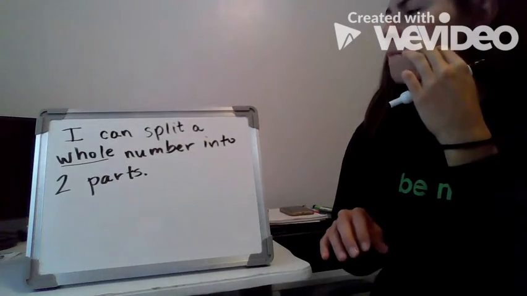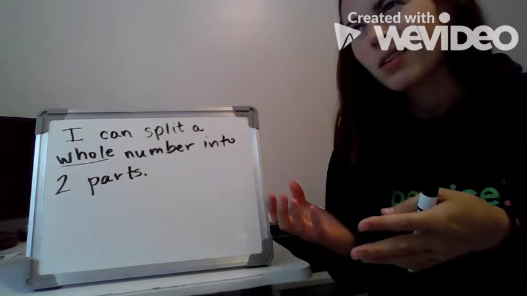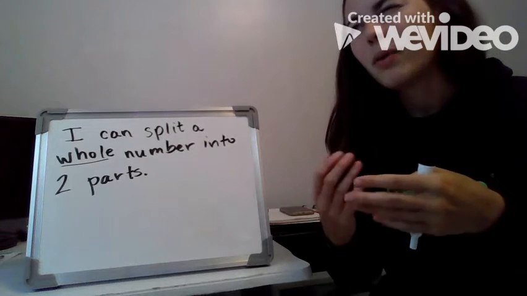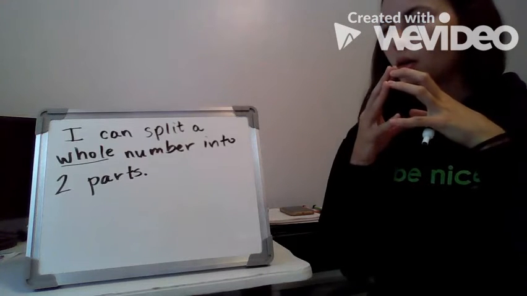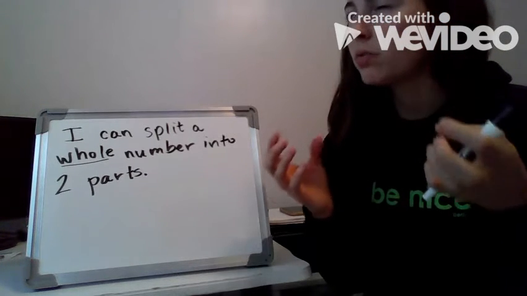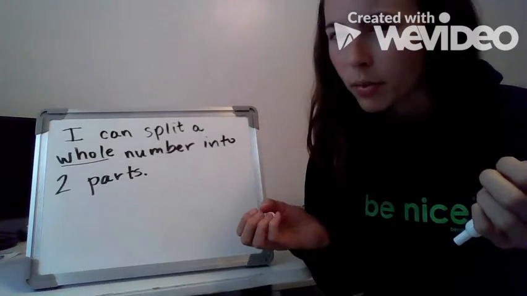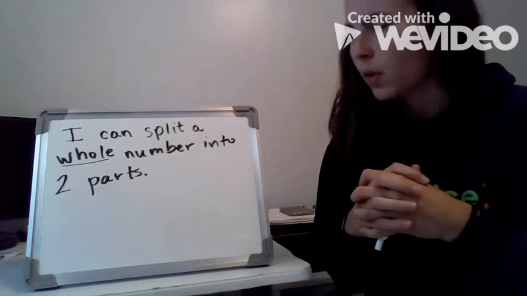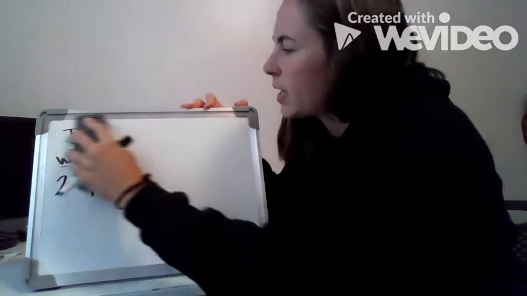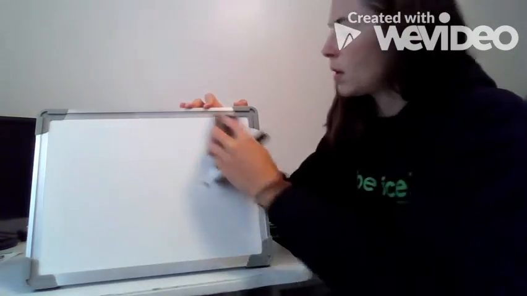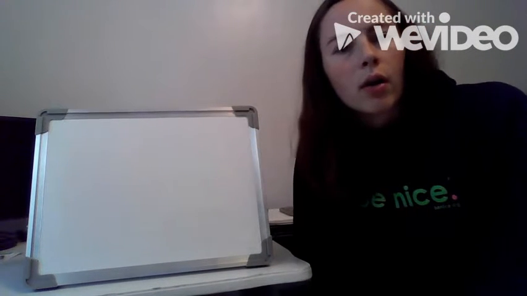So today we're going to do it a little bit different, because yesterday we found a missing part or we put 2 parts together. Today we're going to have the whole number and we're going to try to find what's in that whole number. What different parts can we find? All right? Mrs. Garris is going to erase our I can statement so that we have room for a number bond.